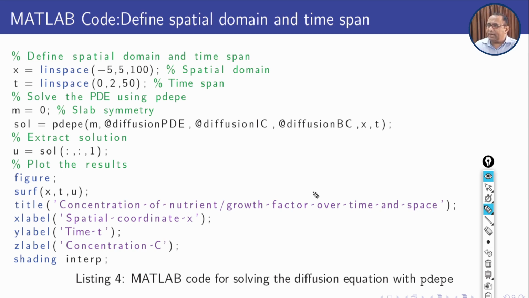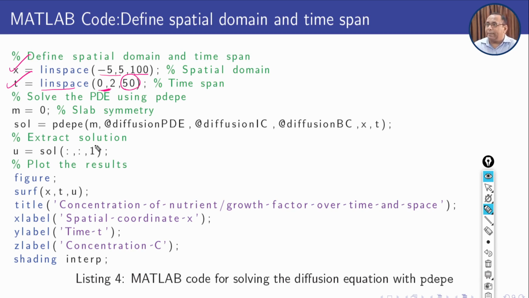Here we are defining the spatial domain and time span by using this sequence of statements, and we will call the function and easily visualize the result. So how? First we have x equal to linspace from minus 5 to 5, and we discretize this domain into 100 points. This is the spatial domain. For t, the time span is defined as linspace; the interval is 0 to 2, and we divide this domain into 50 points.